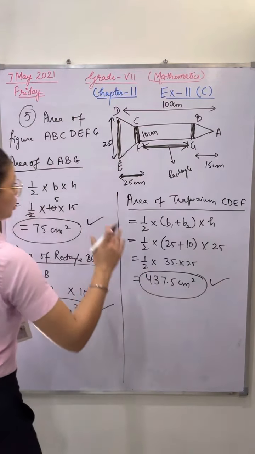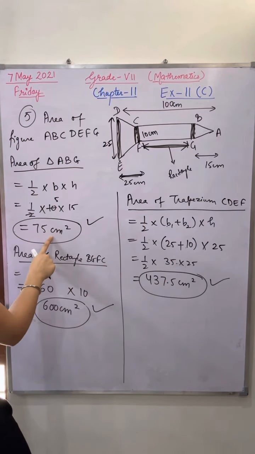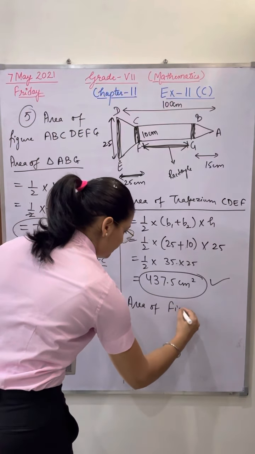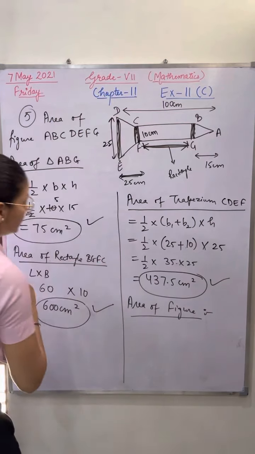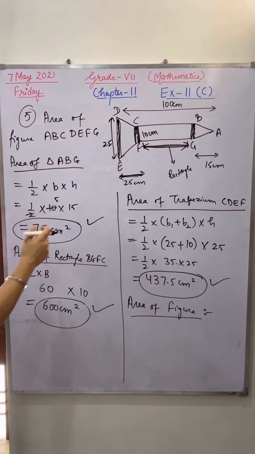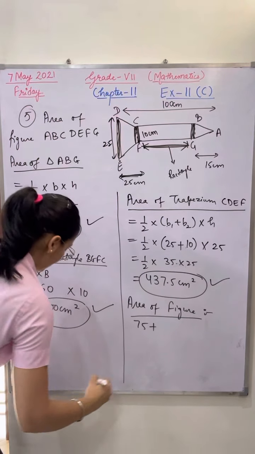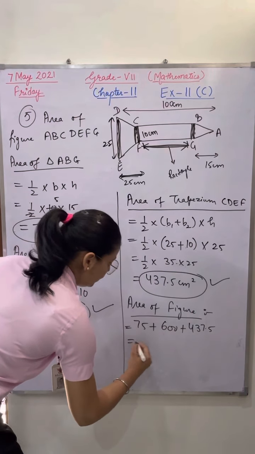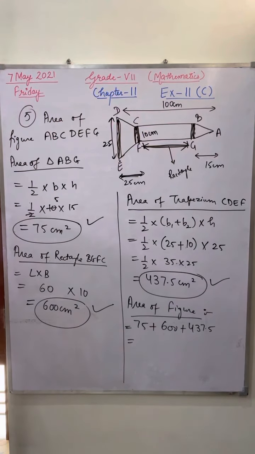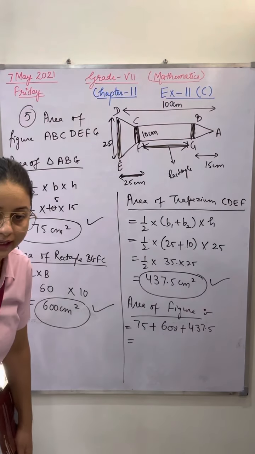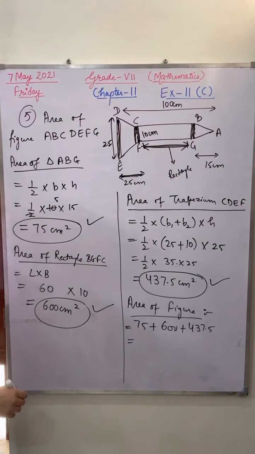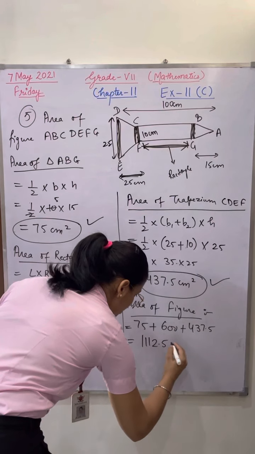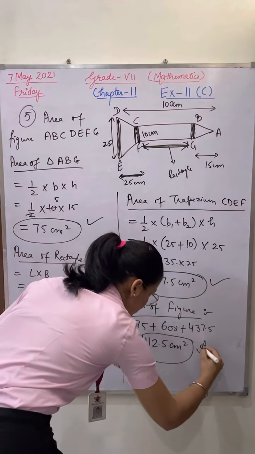Now the total area of the figure is, add this area and this area. So area of figure is, which areas do you have to add? All these three areas. 75 plus 600 plus 437.5. Add all these areas quickly and give me the answer. Quickly, yes. Angel, very good. 1112.5 centimeter square. This is your answer.